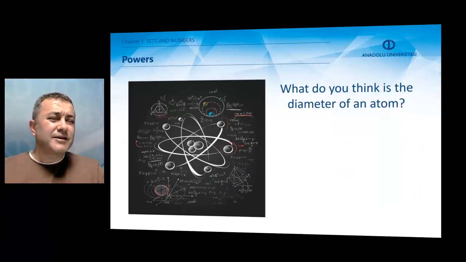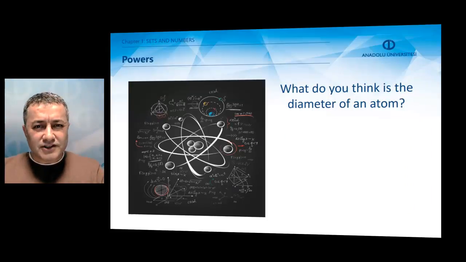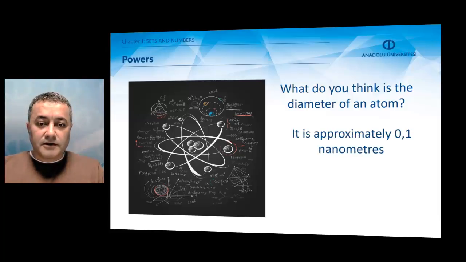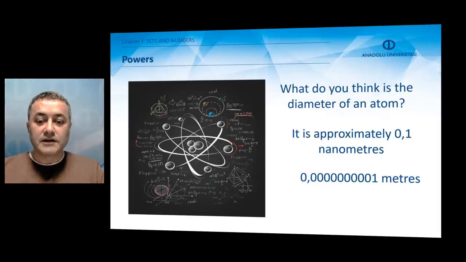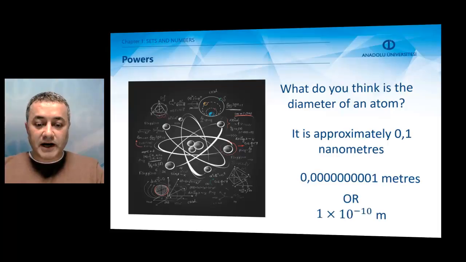What do you think is the diameter of an atom? How large is an atom? It's approximately 0.1 nanometers, which, when you write it explicitly, is 0.000, a lot of zeros, and 1. It's difficult to count all these zeros. It is denoted by 1 times 10 to the minus 10 meters, which is a much shorter notation and much prettier.